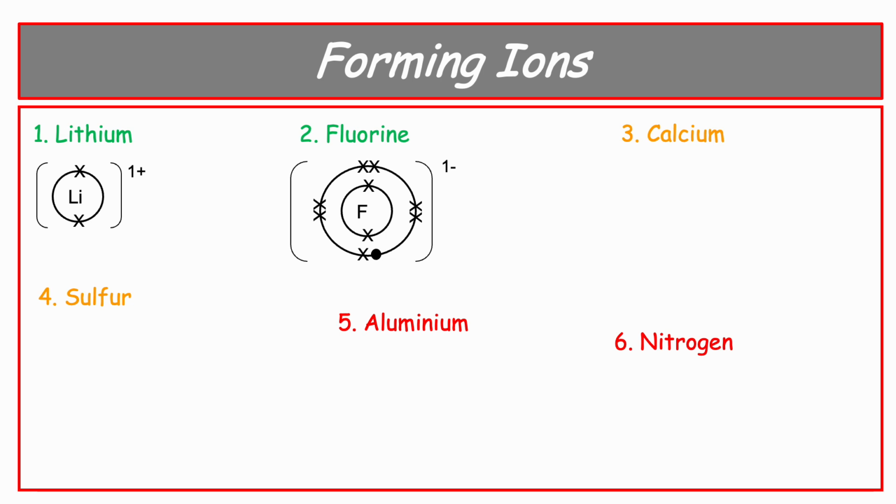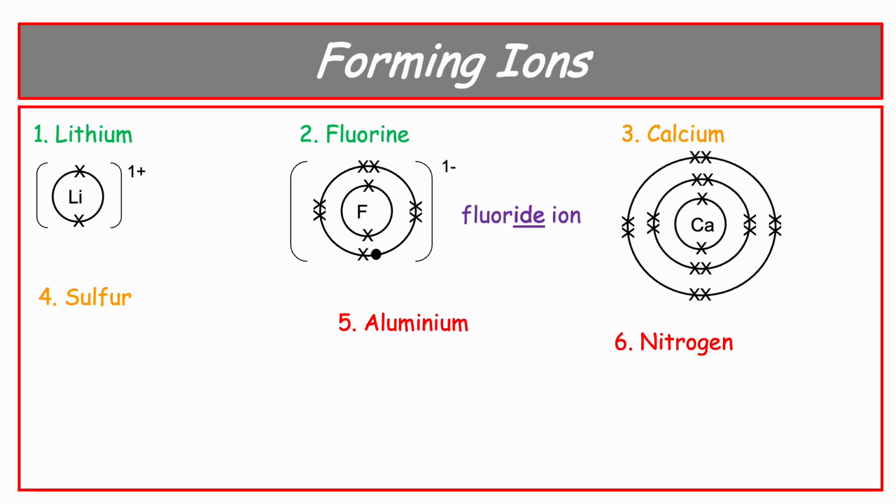If we look at calcium, we know calcium has 20 electrons in total with the electron configuration of 2, 8, 8, 2. Therefore, calcium will lose 2 outer electrons to gain a full shell, and if it loses 2 electrons, it will have a charge of 2+.